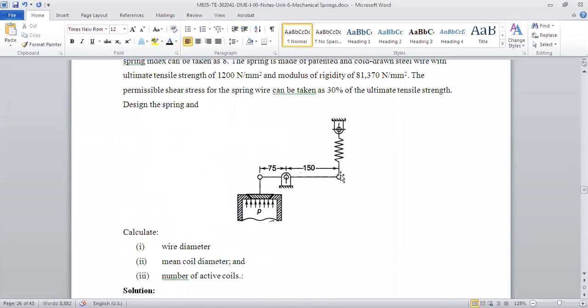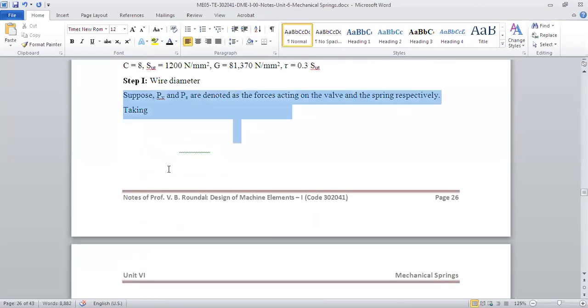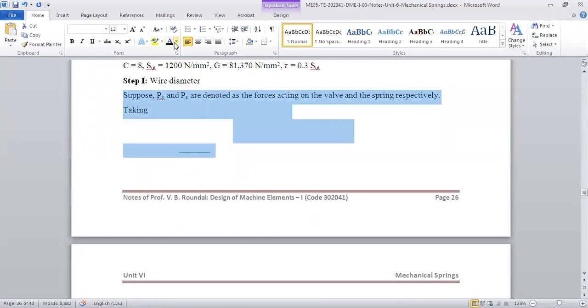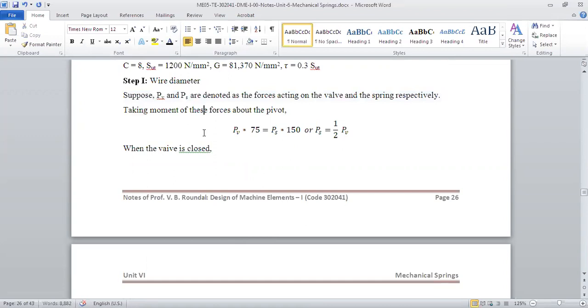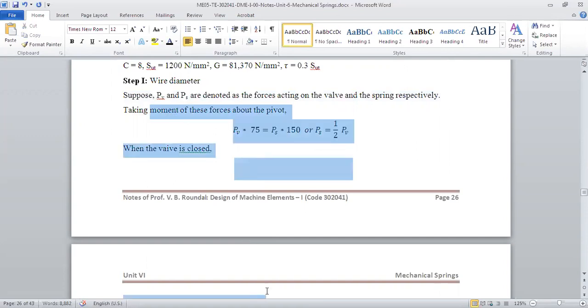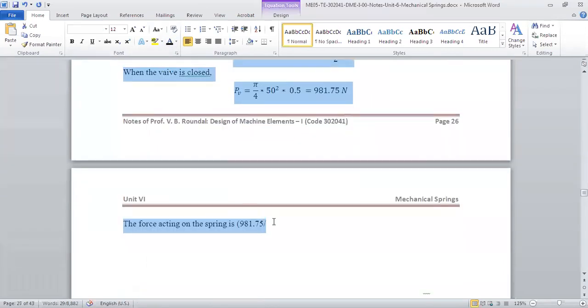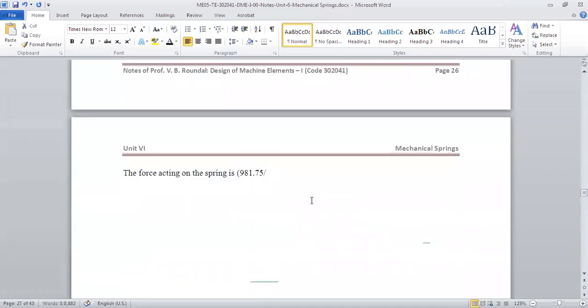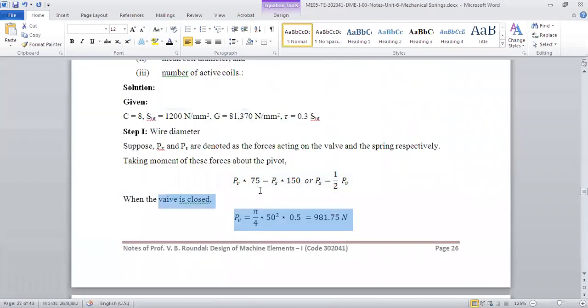Now to find the diameter of the wire, we need to find out the force in the spring, and then we can go ahead with the design of the spring. So let's first try to find out the forces in the spring. Now PV and PS: PS means force in the spring, and PV is the load, the force in the valve. That is how we will denote the forces.